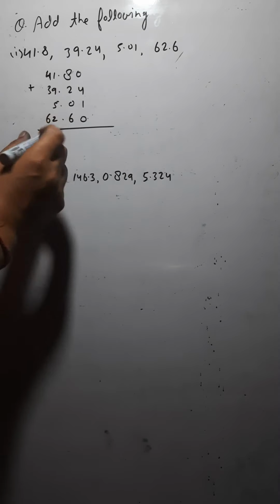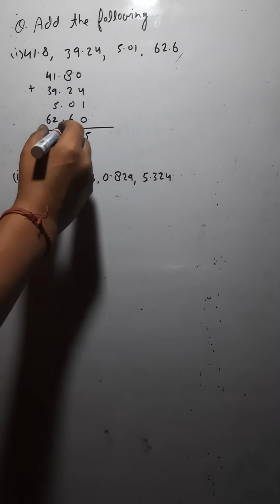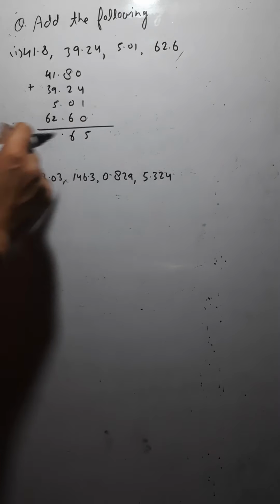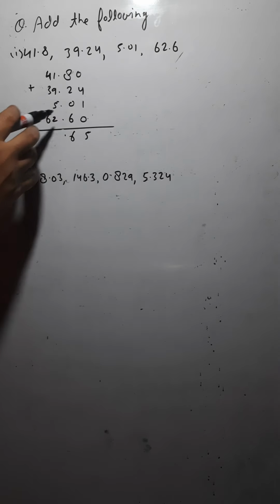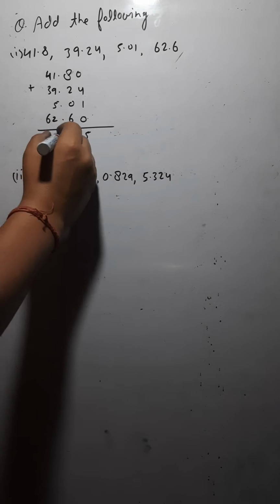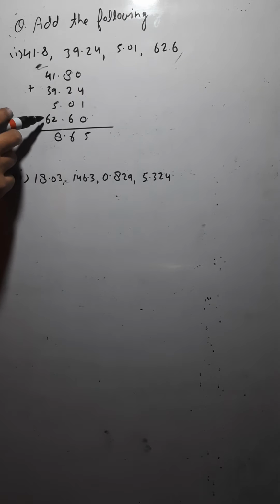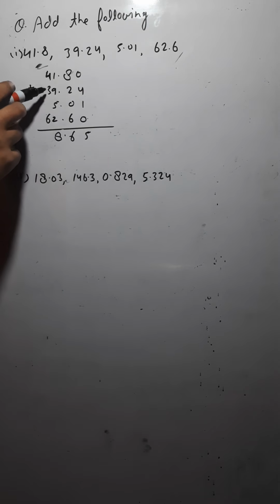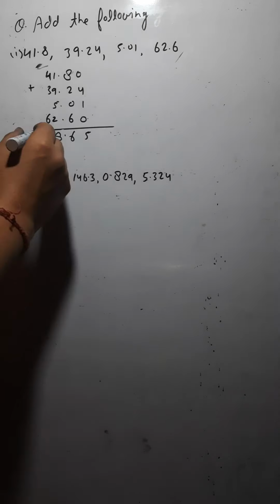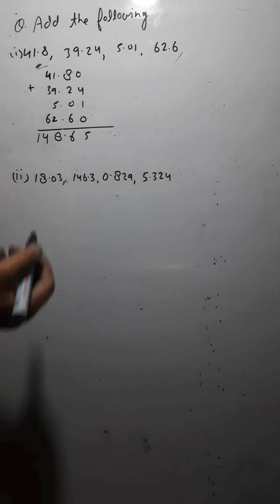If you are adding this, how much are you getting? 4 plus 1 is 5, and here 6 plus 2 is 8, 8 plus 8 is how much? 16. Write 6, carry over 1. So 2 plus 1 is 3, 3 plus 5 is 8, 8 plus 9 is 17, 17 plus 1 would be 18, and 1 again is carried over there. So 4 plus 6 is 10, plus 1 is 11, 7 plus 3 is 10, 10 plus 4 is 14. So the answer is 148.6. Are you getting this? This is how you would add the given decimals.